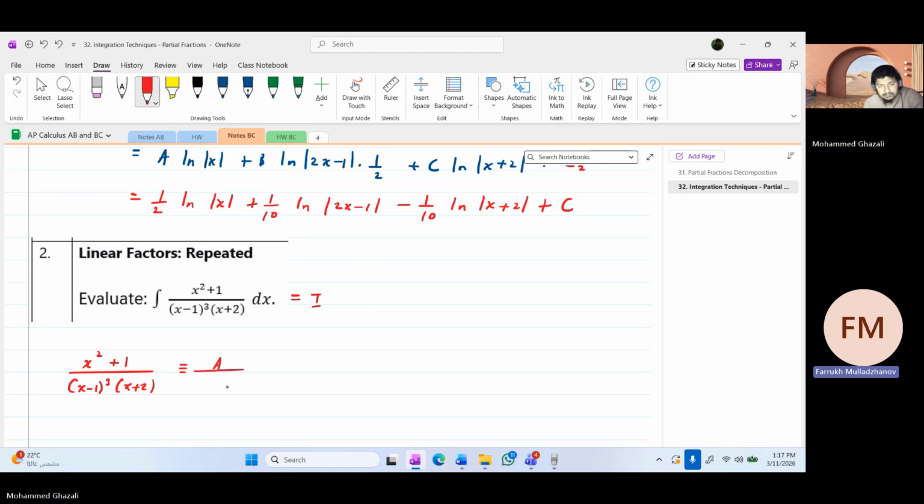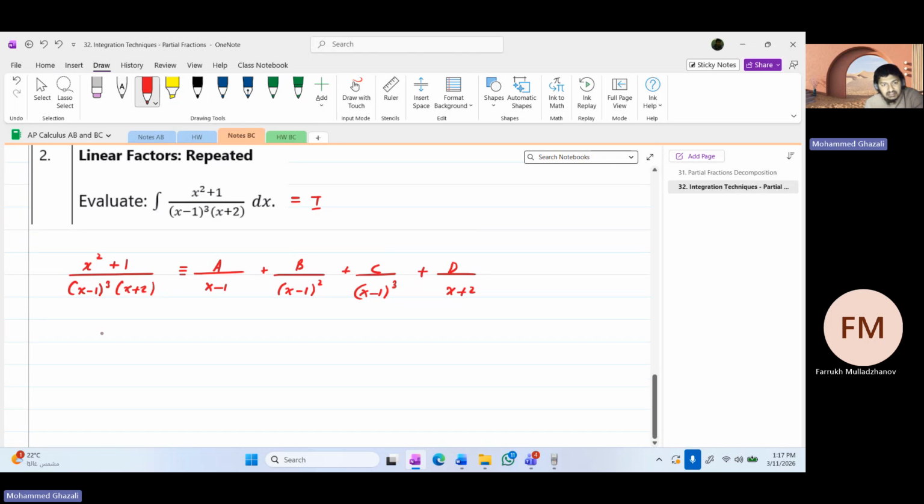Yeah, it will be like A over x minus 1, so you retain it, then plus B over x minus 1 squared, if I'm right. Yeah, and then C over x minus 1 cubed. And plus D over x plus 2. Excellent. Very good.